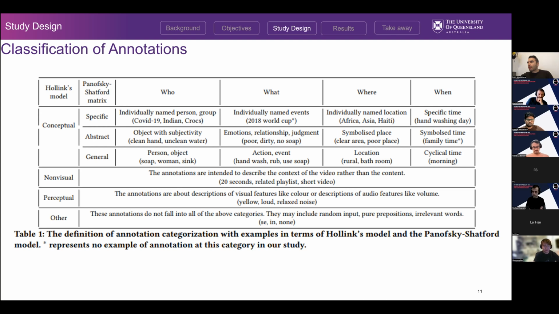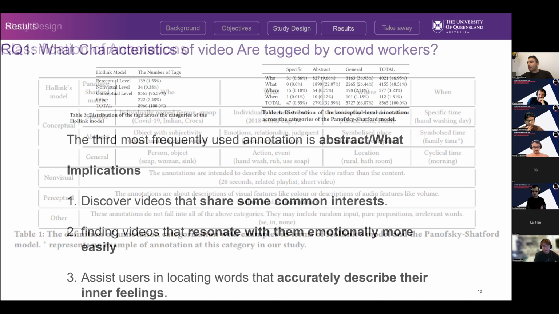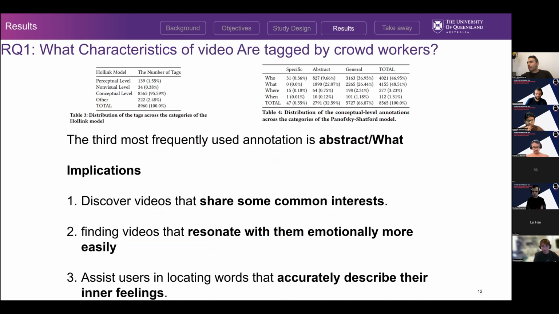The last one, very important, is the conceptual level. And for the conceptual level text, we use the Panofsky-Chatwood matrix. We classify them based on the who, what, where, and when, and also use the specific, abstract, and general. And so let's move on to the result part.